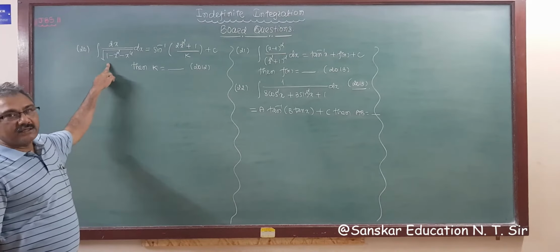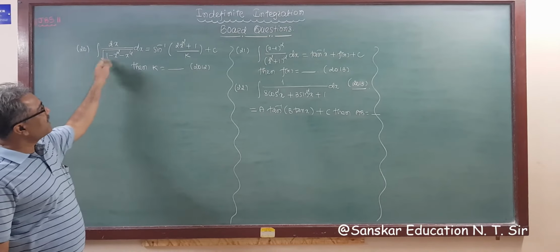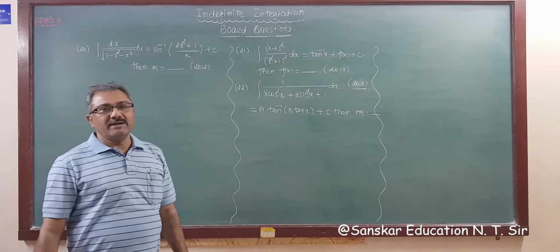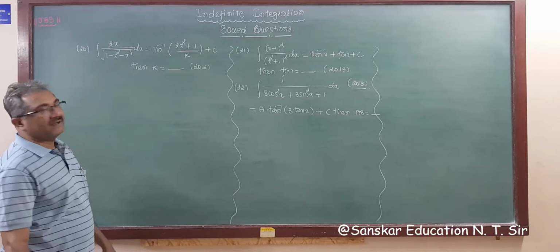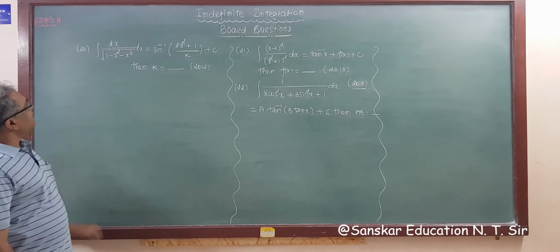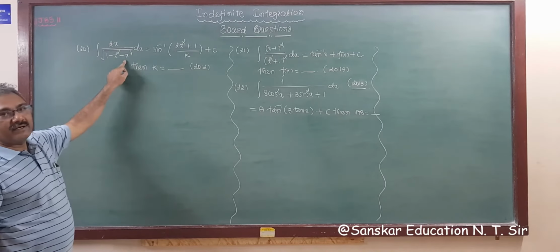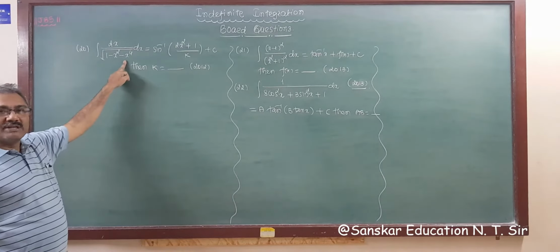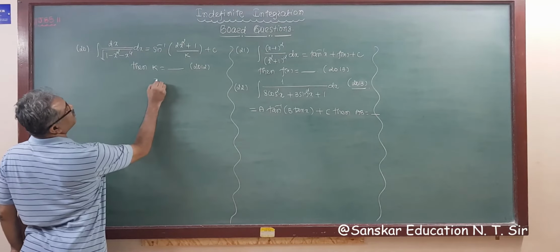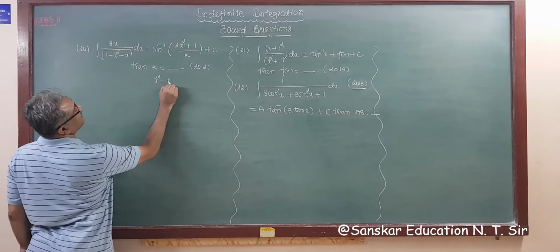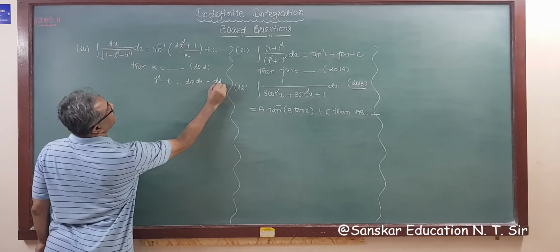Integration twice x upon under root 1 minus x to the 4 dx is your sine inverse of (2x square plus 1) by k, plus c. Then we have to find out k. This is a question from the 2012 exam. Right? See, the derivative of x square is twice x, and here it is given x raised to 4. So assuming x square is equal to t, what we get? Let x square be equal to t. If we assume x square equal to t, then twice x dx will be dt.